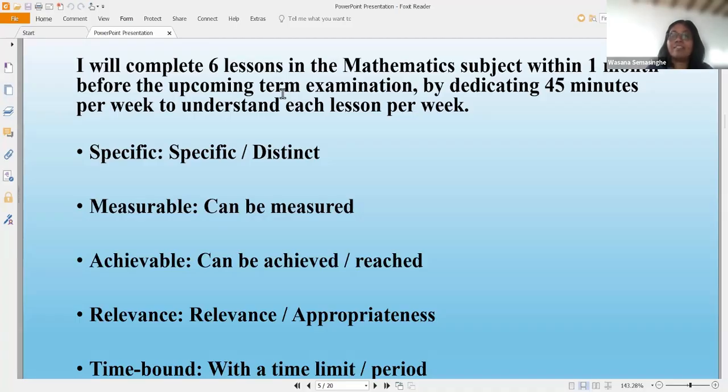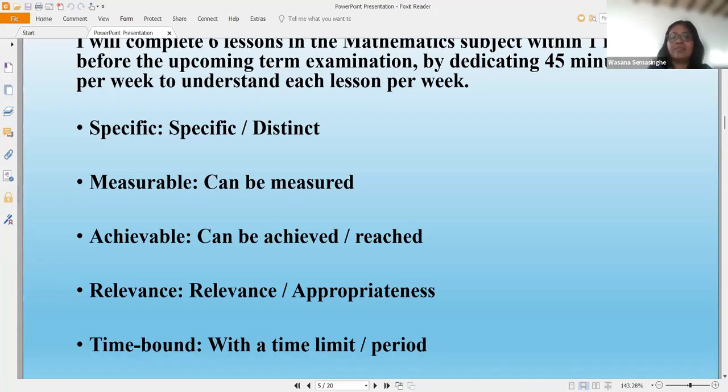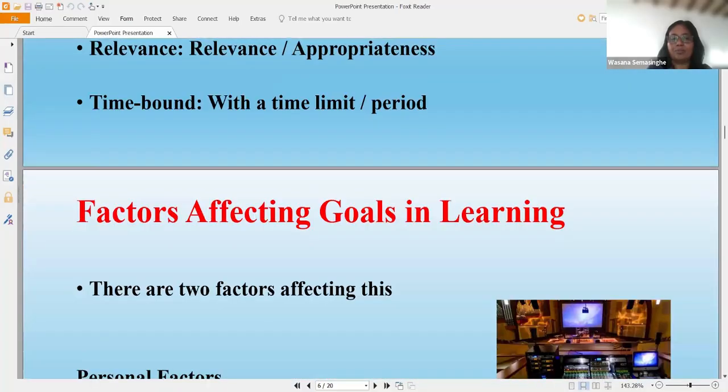You are going to complete 6 lessons. The number is given. Okay? And achievable? Yes, achievable. Within 1 month, that is possible. Relevance? Very appropriate. And time bound. All the details are here. So we can say it's a SMART goal.